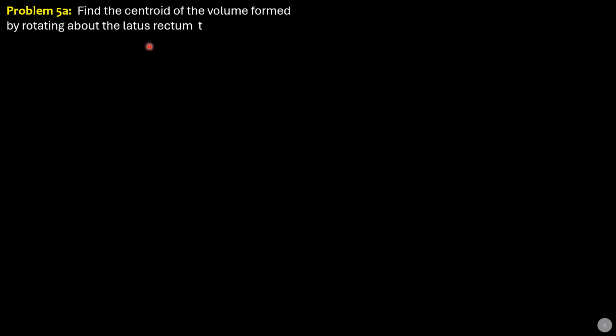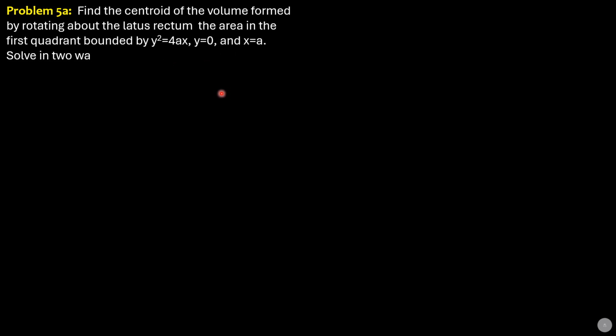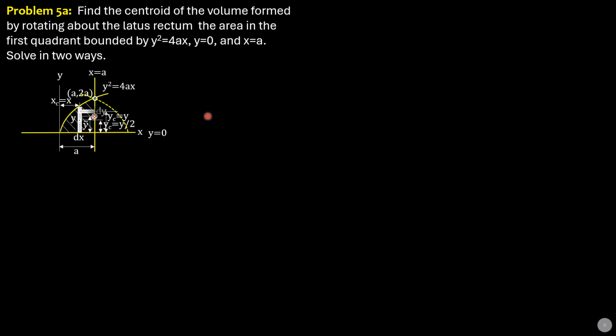In problem 5, find the centroid of the volume formed by rotating about the latus rectum the area in the first quadrant bounded by y squared equals 4ax, y equals 0, and x equals a. And let us solve this in two ways. So this was the problem in the preceding slides, so let's transfer it here. This is y squared equals 4ax, so intersection a comma 2a.